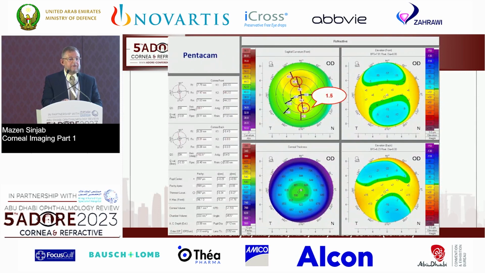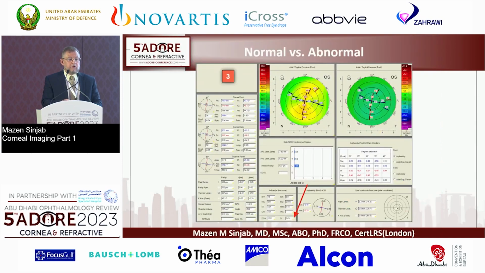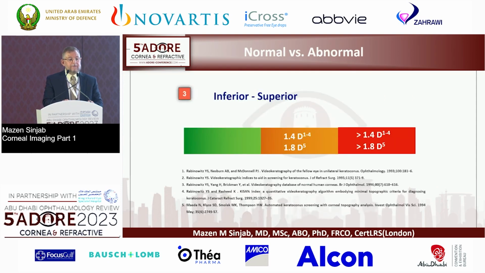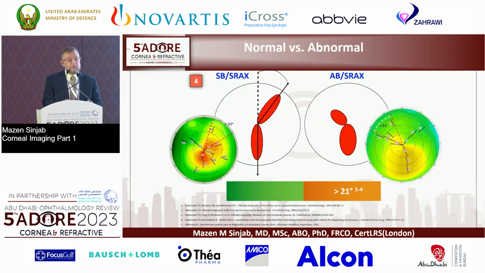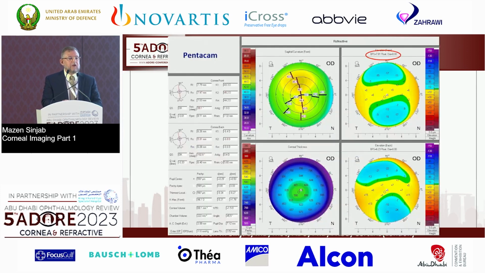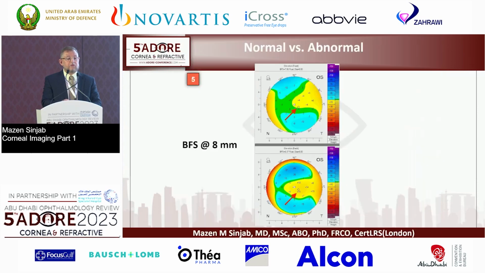Then we come to the inferior-superior asymmetry. You can take it from the topometric, and it should be the cutoff value here, 1.4 and less, let's say. And there must be no skewed radial axis more than 21 degrees, but we can forgive it, let's say, when the amount of topographical astigmatism is less than 1.5. If it is more, then we consider it as significant. Then we go to the thinnest location.